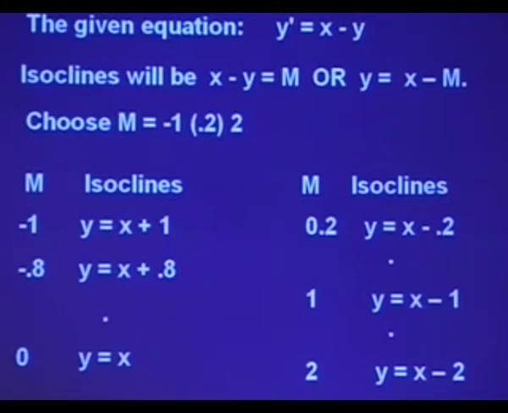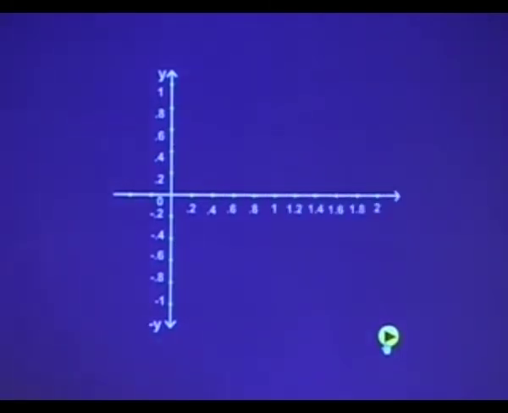Now, we will draw these isoclines on this grid. See how we will do it. First we will draw the range, that is x from 0 to 2, and y we have taken from -1 to +1. Then we will start drawing the isoclines. We have the first isocline, which was y is equal to x plus 1.